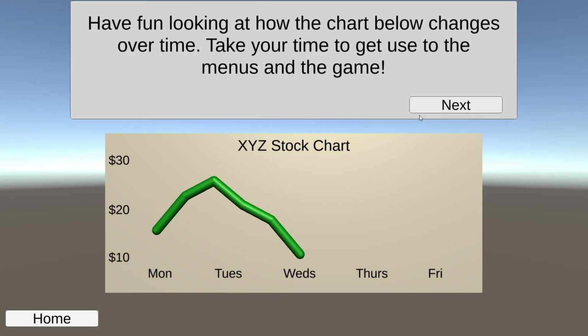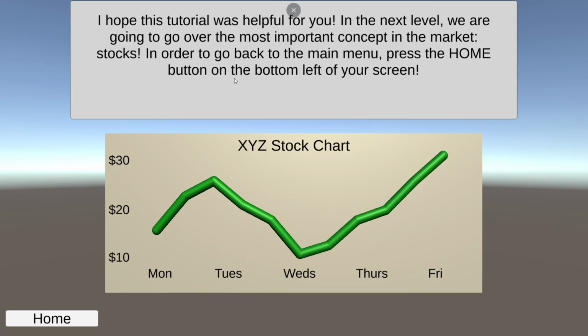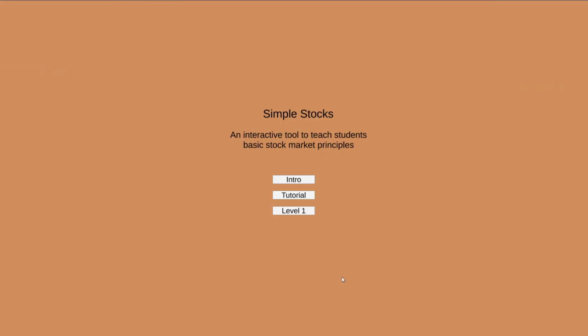The reason I did it like this and didn't have it time based is because clicking next gives you more time to actually think about the purchases you want to make. Say the stock is down here at about $10. You could think, should I buy it at $10? And then at the end here, this is just a small text box, making sure people know that this is the end of the tutorial, and once again reiterating that the home button is on the bottom left here, and can always take you back to the main menu.